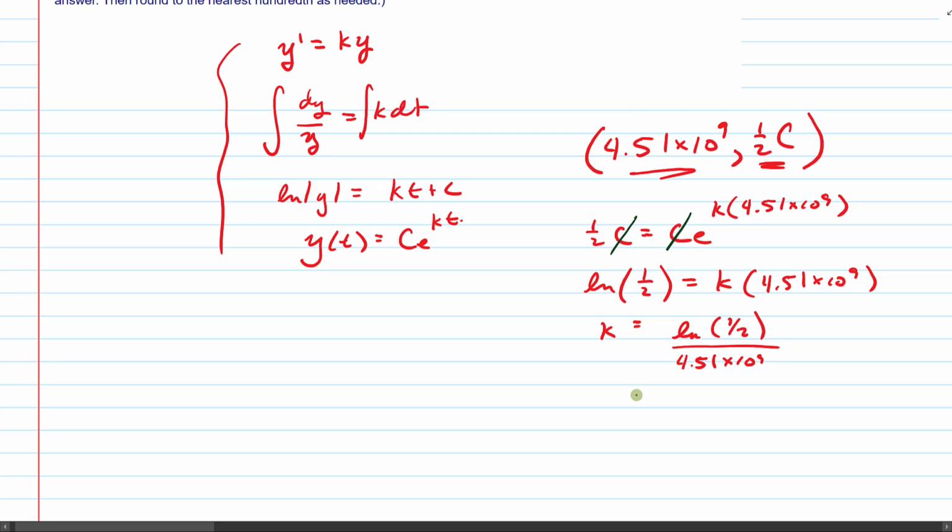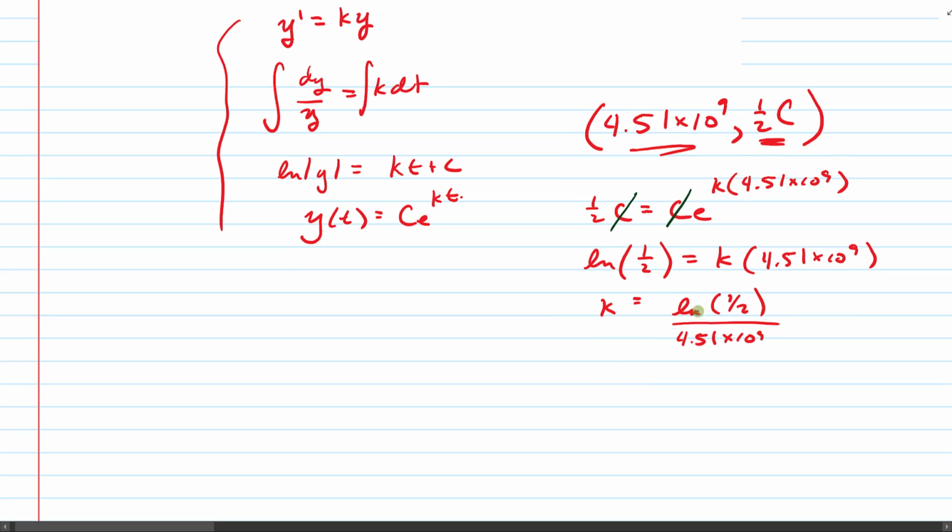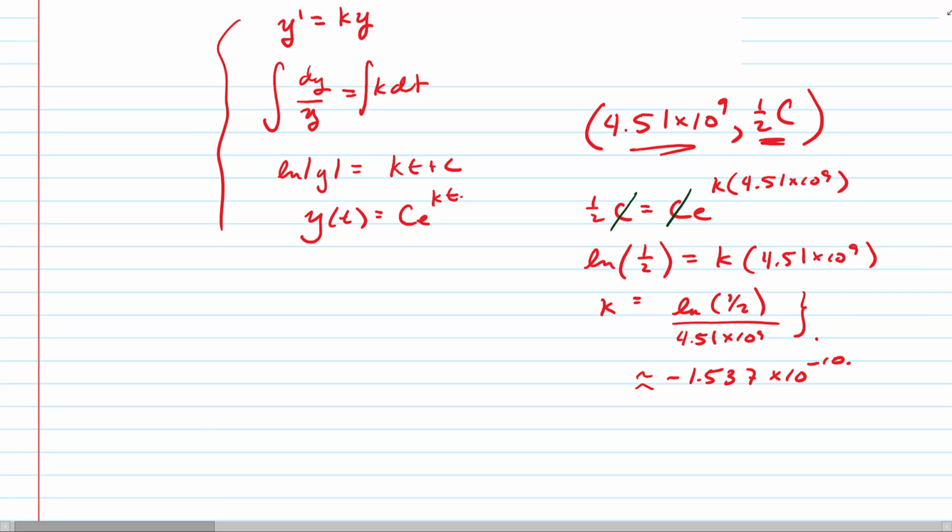The directions for this problem say to not round until the very end, so I'm going to use this exact value in my final computation, but just to give you an insight, this is approximately minus 1.537 times 10 to the minus 10th. The biggest thing I wanted to point out is that when you take the natural log of half, you get a negative number, and the sign on this k value is negative, as we expected, because this is a radioactive decay problem.